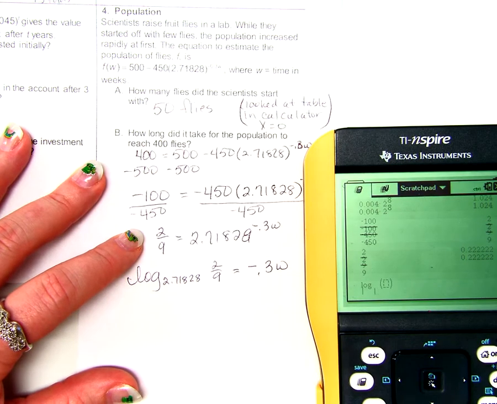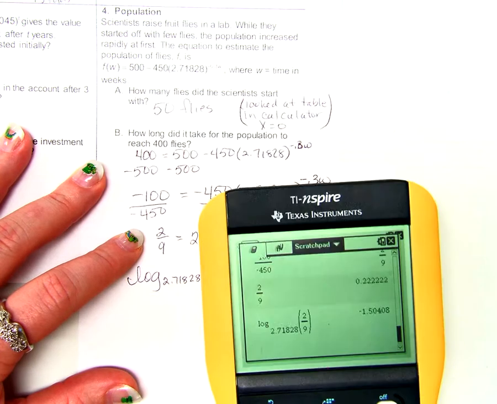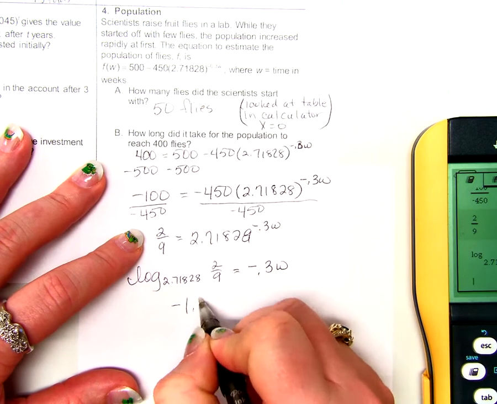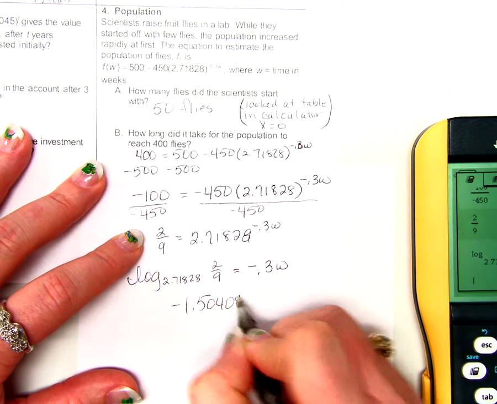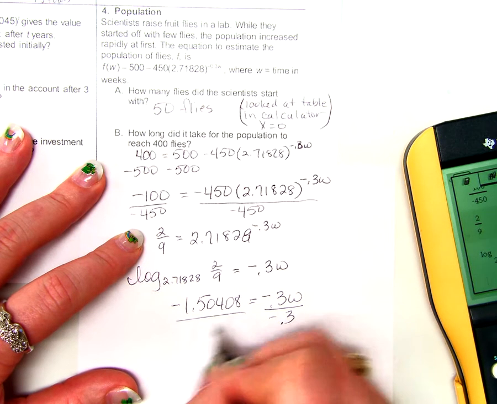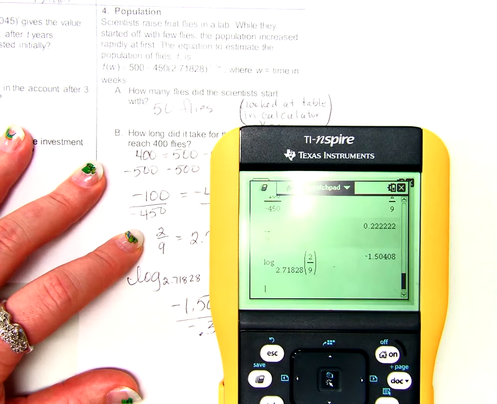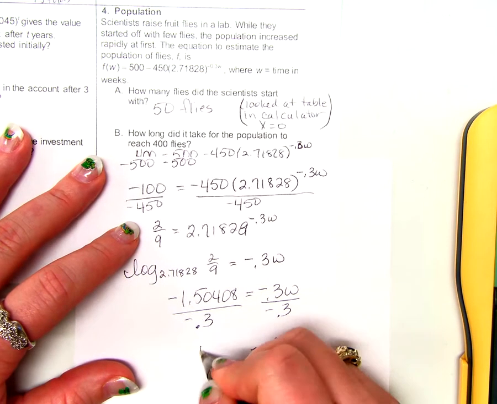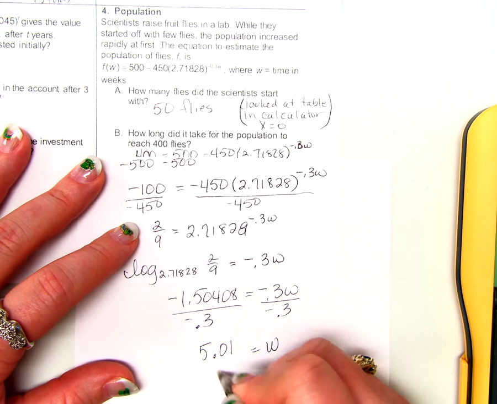So when we take the log base 2.71828 of 2/9, that gives me that number, negative 1.50408, which equals negative 0.3 w. And to actually go ahead and do that last step to solve for the w, I divide both sides by negative 0.3. Negative 1.50408 divided by negative 0.3 is 5.01359. So 5.01 weeks.